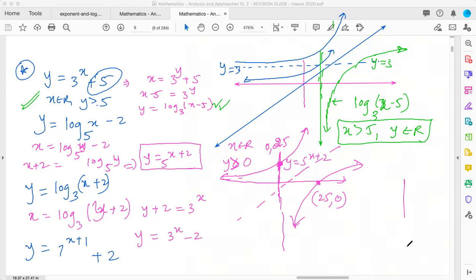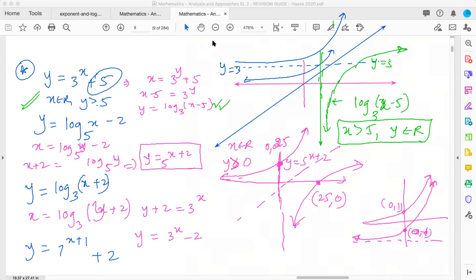So when you draw this graph, 3 to the power x is this graph, and if you move the graph 2 units down, you get a new horizontal asymptote. It is going to cut here at 2 units down, so it cuts at 0 comma negative 1 actually. This is 0 comma 1. So this is the graph of the 3 to the power x minus 2 function.